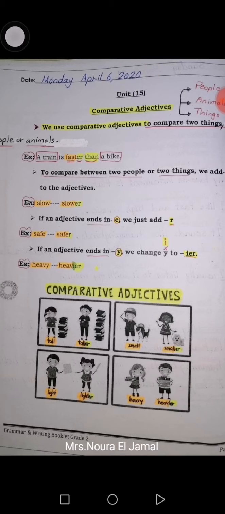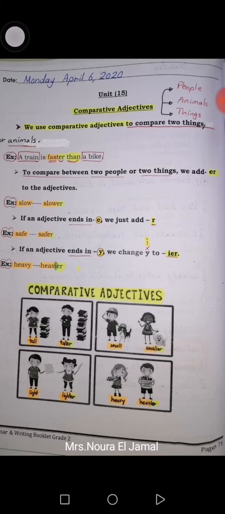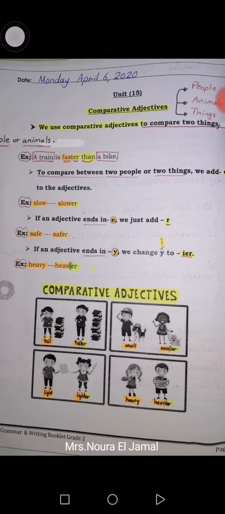Example, a train is faster than a bike. So we add er to the adjective fast, then than. To compare between two people or two things, we add er to the adjective. Slow, slower. If an adjective ends in e, we just add r, like safe will be safer, and nice, nicer, as I told you on the board. If an adjective ends in y, we change y to I, then er, like heavy will be heavier. I change y to I, then I add er.